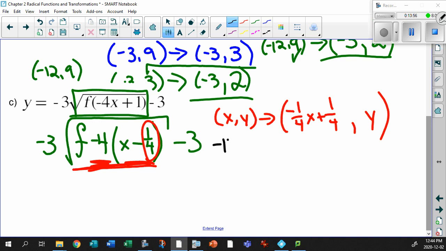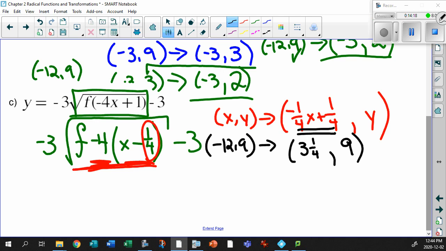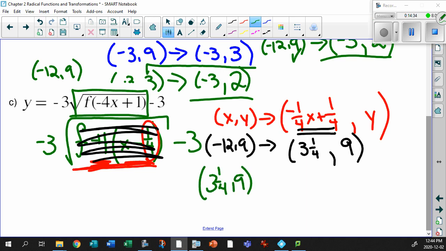Take this point, (-12, 9). Throw it in there. Minus 1/4 of -12 is positive 3. 3 plus 1/4 is 3 1/4. That's simple enough to do. Nothing happened to the y, so it's still there at 9. Now we've taken care of everything underneath the radical. The next step is to take this (x, y), which is (3 1/4, 9), and square root it. So the 9 becomes 3, giving 3 1/4, 3.